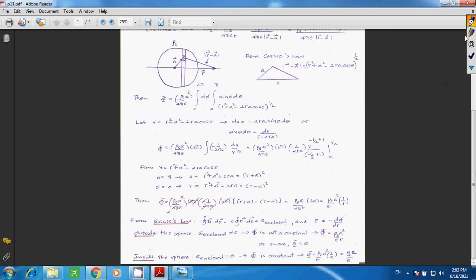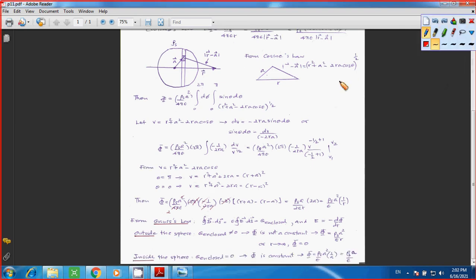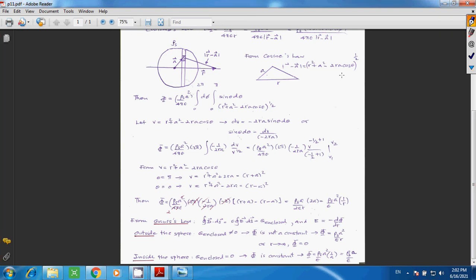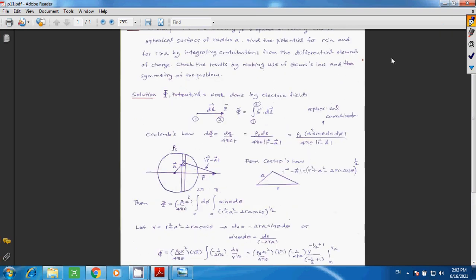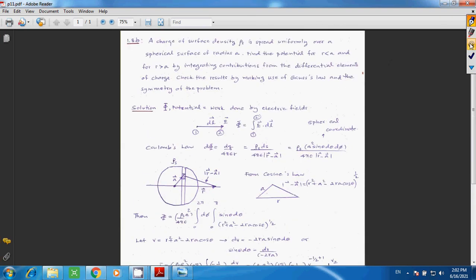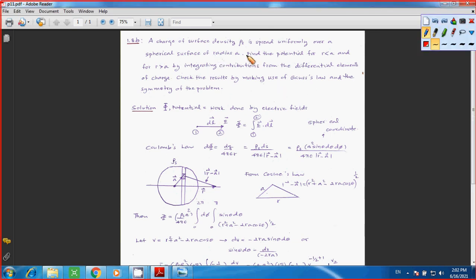Now there is something to consider. We're not really finished yet, because you have two different regions for which you are looking for the potential difference. For r less than a, that means inside the sphere, and for r greater than a, that means outside the sphere.